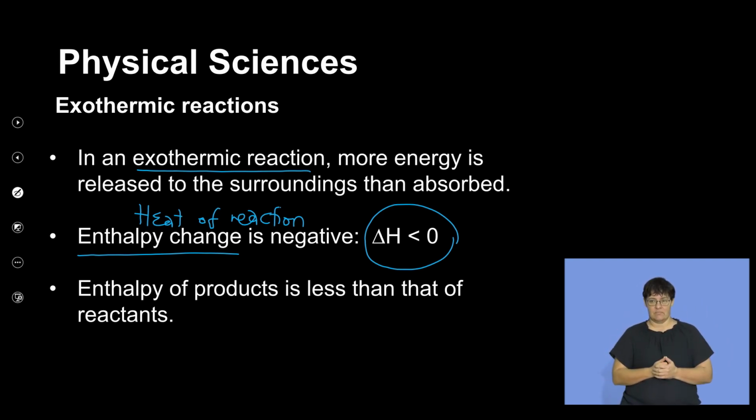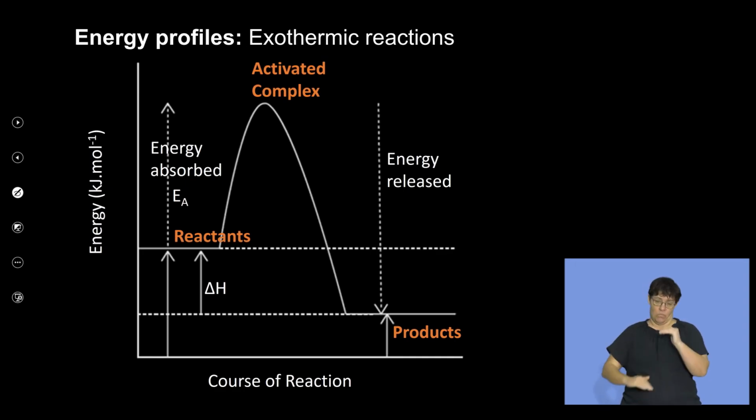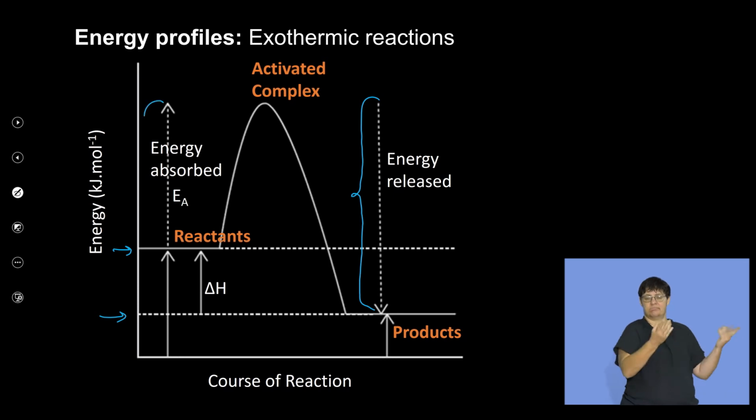Okay, so in other words, if more energy is released than absorbed, it says to us that the products will be at a comparatively lower energy level than the reactants. Right. So in as far as the profile of an exothermic reaction, we realize immediately that the products are at a lower energy level than the reactants. And if you look at the amount of energy released versus the amount of energy that is absorbed, we can safely say that more energy is released than absorbed.